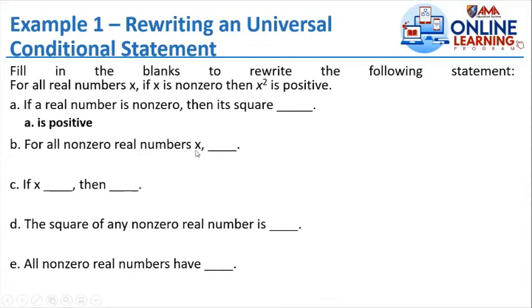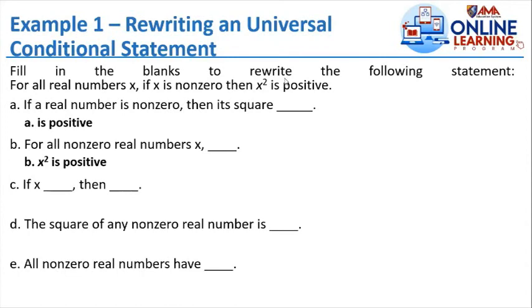Okay, for all non-zero real numbers x, so given dito, kung may given daw na x, non-zero and then real number, then yung kulang na lang is x squared is positive. So yan dapat yung sagot. X squared is positive. For letter C, if x blank, then blank. Okay, you can try this. You can chat your answers, or if you want, you can unmute yourself and then give me your answer. For letter C, if x is blank, then blank.